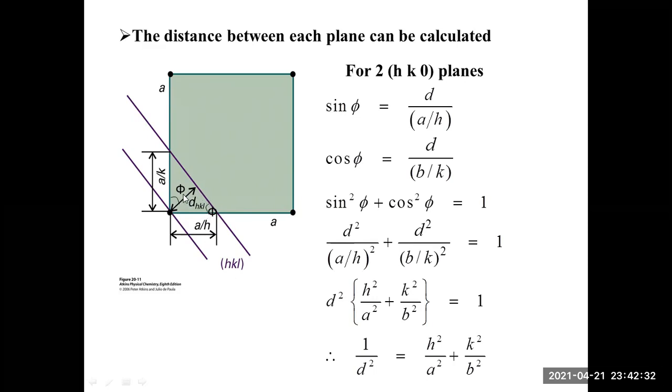You can see if you can imagine. So first of all, I will just take it with respect to the x-axis. So here sine phi is equal to the sine phi. When I take this angle, it is also phi. This angle is phi.